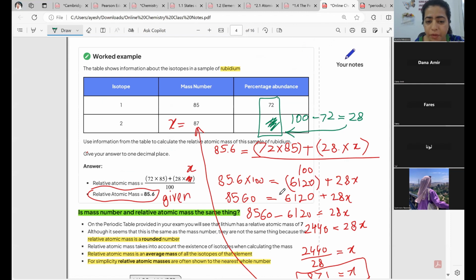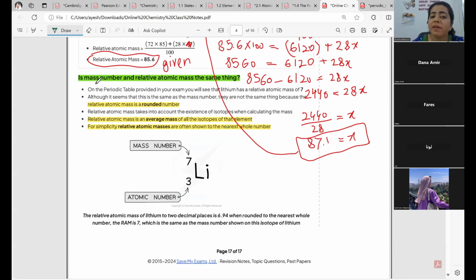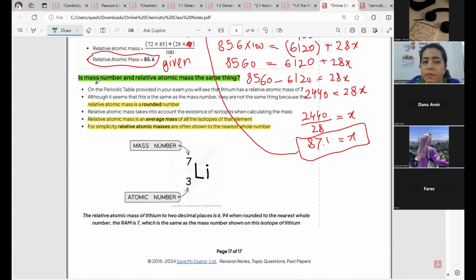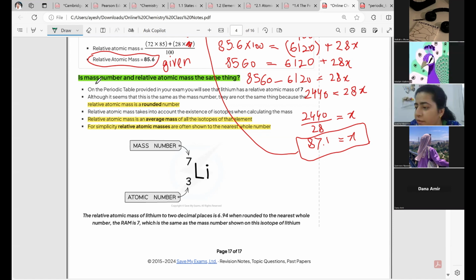Is the mass number and relative atomic mass the same thing? Any idea? Who can tell me this? Mass number and relative atomic mass, are these two the same thing? No, miss. Okay, tell me the explanation as well. They are different. Who is explaining? Raise your hand, I will ask. Who knows the answer for this? Mariam Mahmood. Yes, Mariam.